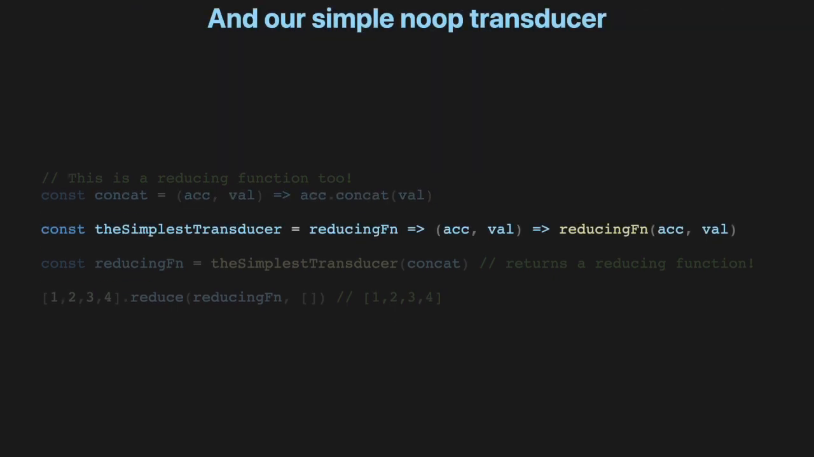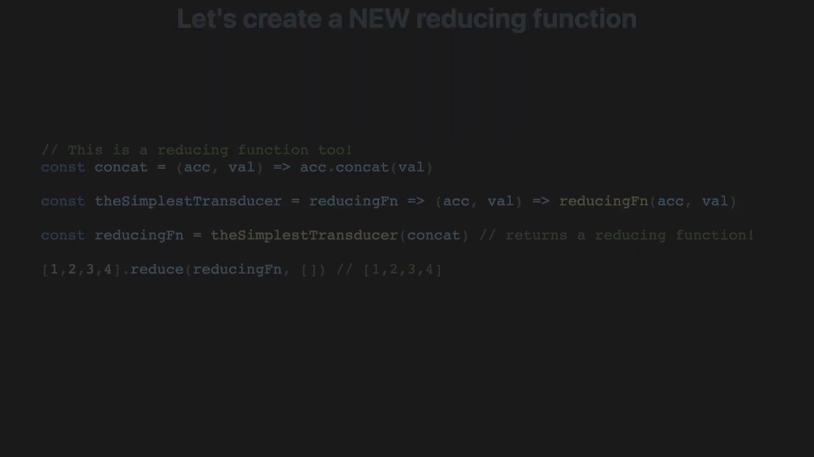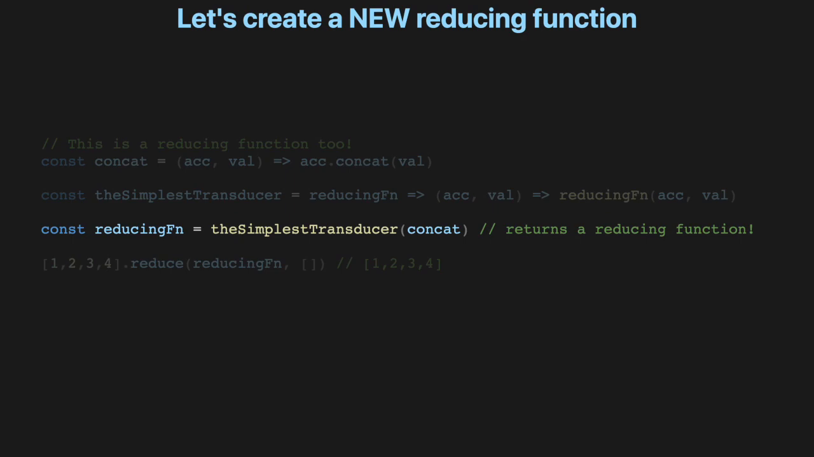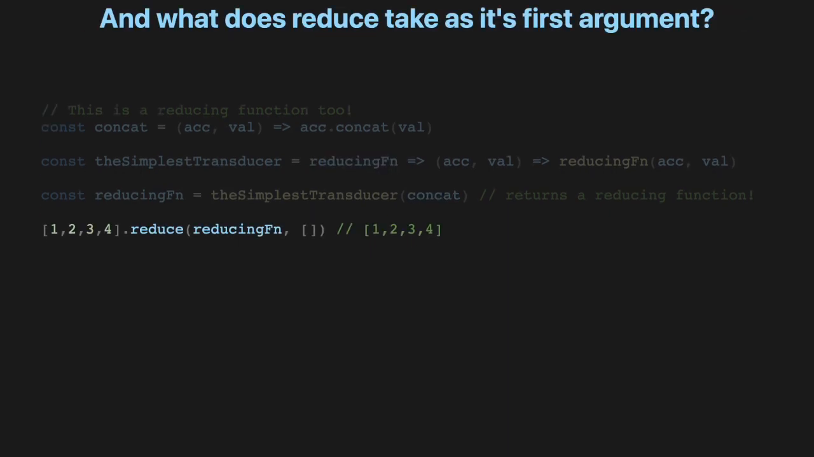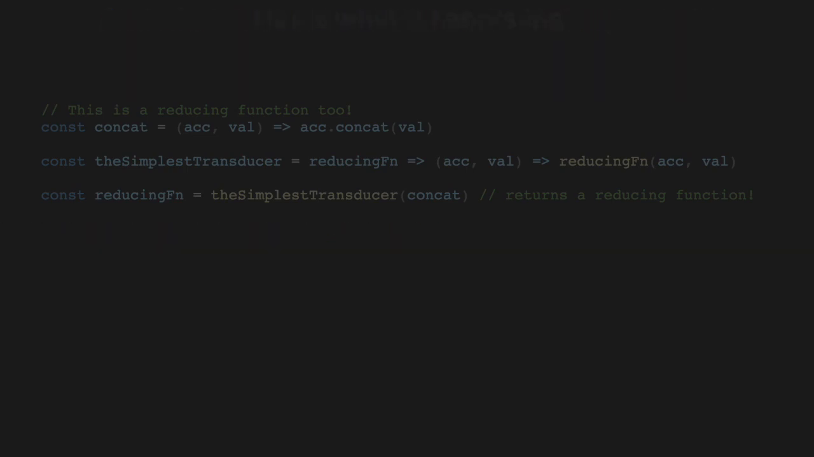And we have our simple no operation transducer. Remember, it's just going to call the reducing function that's passed in. And so now we can create a new reducing function. We can do that by passing in concat as our reducing function. And remember, the whole job of a transducer is to return a new reducing function. And we can use it below, because remember that reduce takes a reducing function as its first argument.